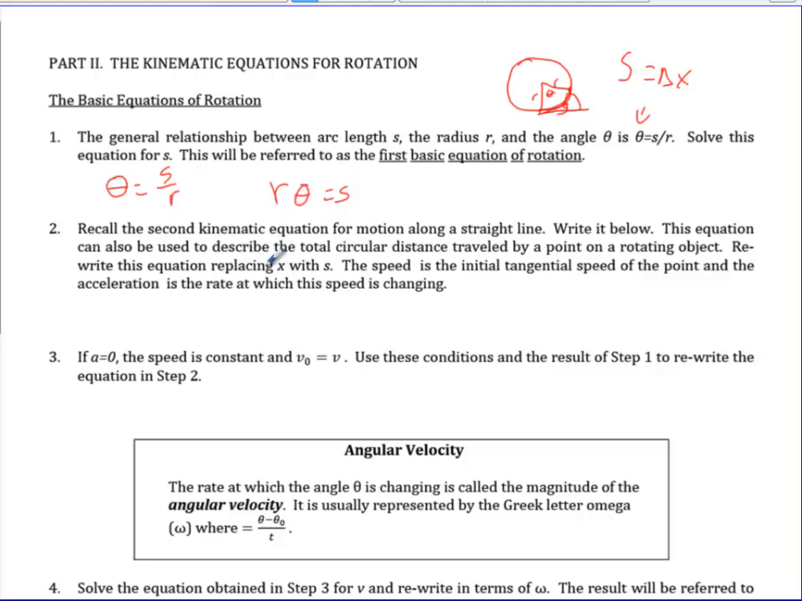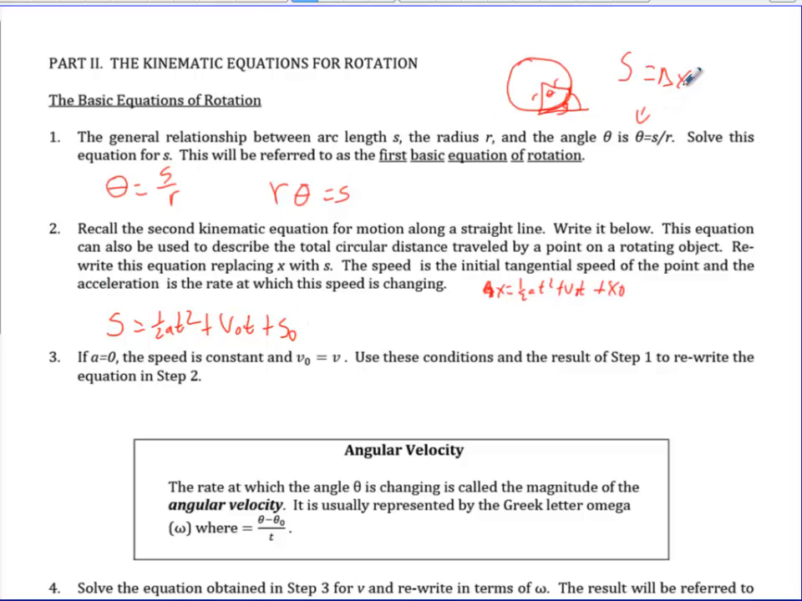So it says, recall the second kinematic equation for motion along a straight line. Remember, the second kinematic equation tells me delta x equals 1/2 at squared plus v naught t plus nothing, right? If this is x, then this would be plus x naught. So this equation can also be used to describe total circular distance traveled by a point on a rotating object. That's true. Rewrite this equation replacing x with s. So instead of x, I'm going to use s. So I have s equals 1/2 at squared plus v naught t plus s naught.